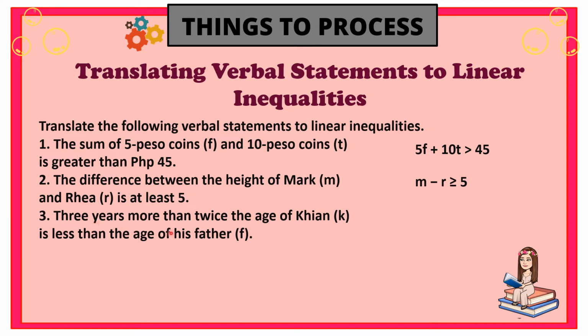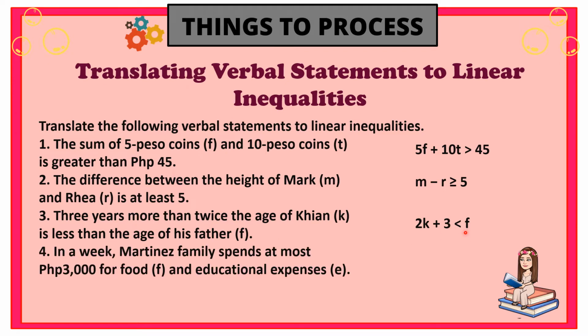3 years more than twice the age of Kian, K, is less than the age of his father. 3 years more than twice the age of Kian. So, 3 years more than, kaya may plus. Kapag ganyan po, nasa dulo po yung 3. Twice the age of Kian, kaya 2 times K, is less than. So, is less than the age of father, F.